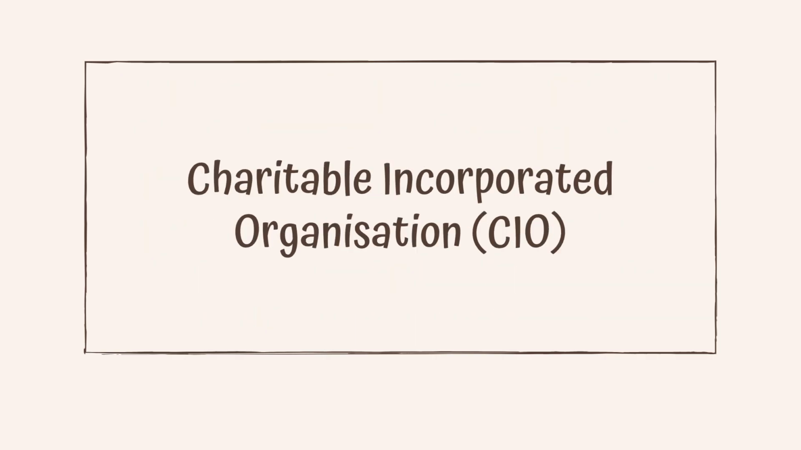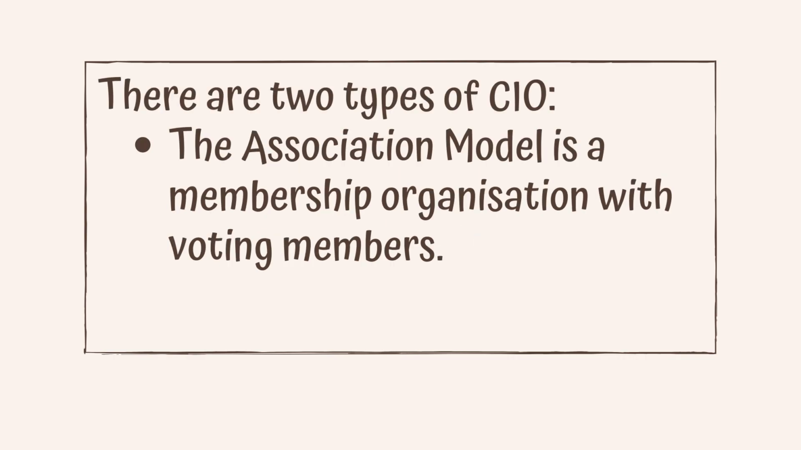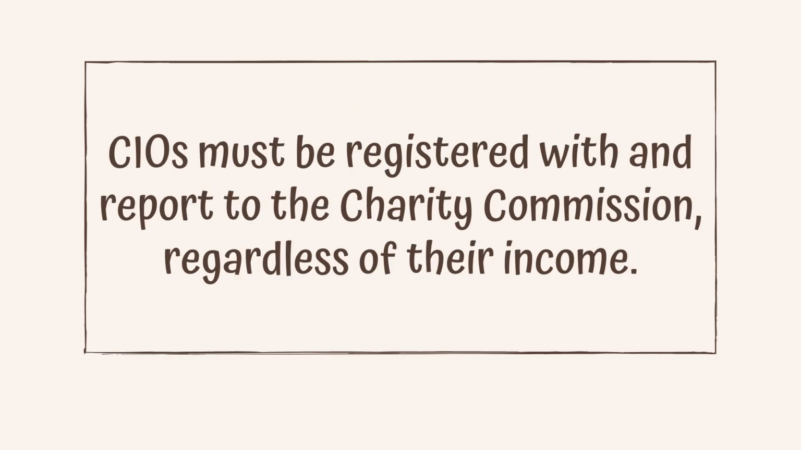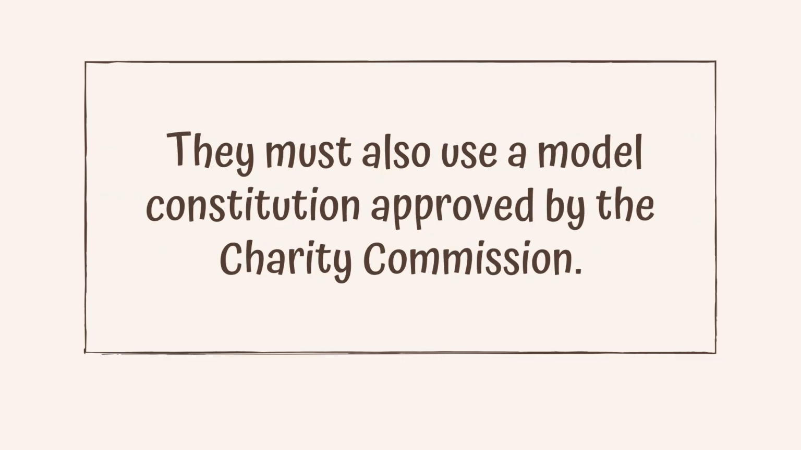A charitable incorporated organisation. A charitable incorporated organisation, known as a CIO, is a type of charity which is incorporated. And this is quite a new legal structure. In fact, it was only introduced in 2013. There are two types of CIO. The association model is a membership organisation which has voting members. The foundation model is run by a small group of appointed trustees and therefore does not have voting members. CIOs must be registered with and report to the Charity Commission regardless of their income. And they must use a model constitution approved by the Charity Commission.